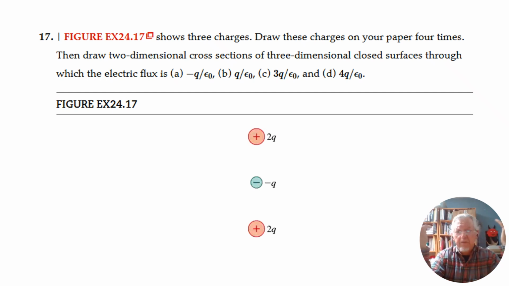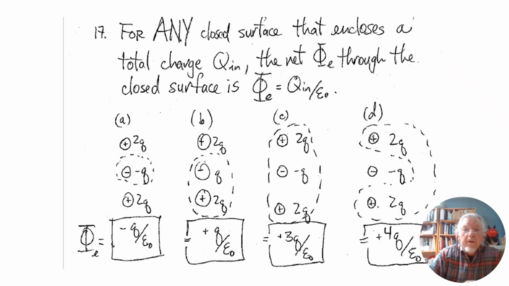So Gauss's law states that the net flux through a closed surface is equal to the charge inside the surface over epsilon naught. For any closed surface that encloses a total charge Q sub n, the net electric flux through the closed surface is Q sub n, the net charge, over epsilon naught.